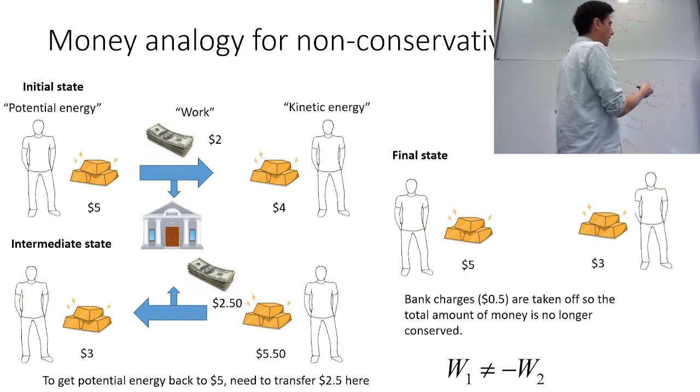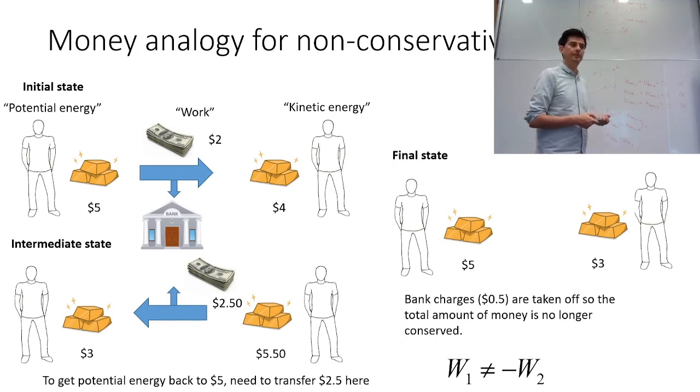But if we're losing to bank charges, then in order for us to get back to $5, on the return leg, we have to actually transfer $2.50 here, just to make up for the bank charges that are lost, right? So basically, the forward work is $2 in this case. Backward work is $2.50, so the forward work and the backward work are not the same.